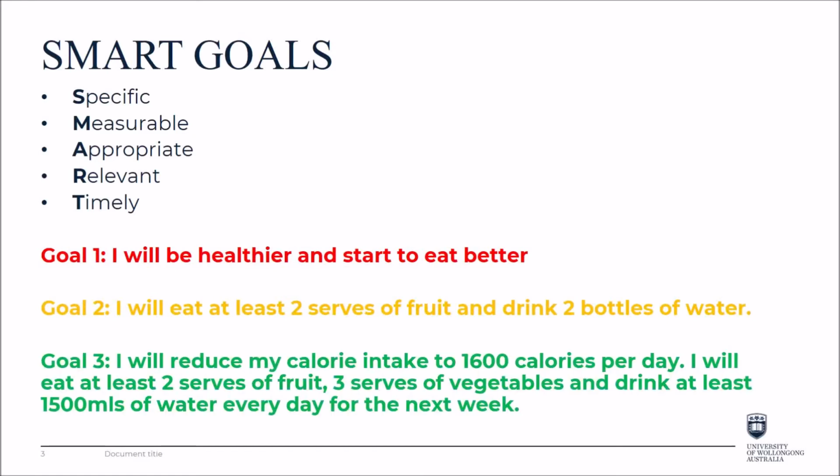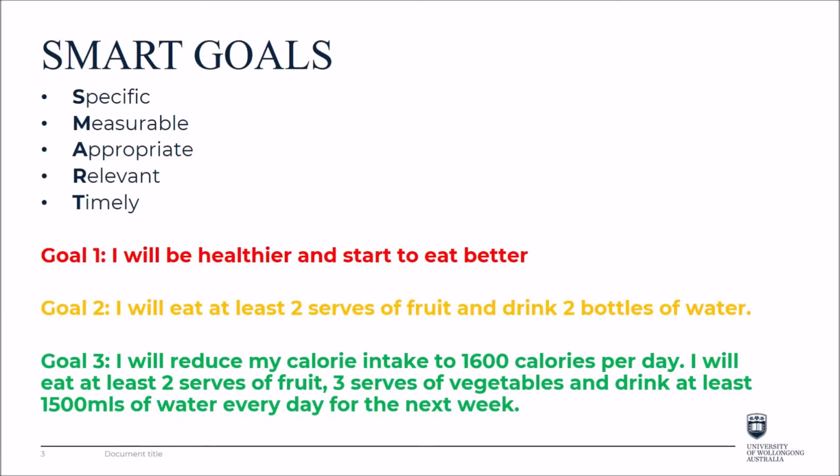This time I've said, I will reduce my calorie intake to 1600 calories per day. I will eat at least 2 serves of fruit, 3 serves of vegetables, and drink at least 1500 mLs of water every day for the next week. So here I've tried to be more specific by giving more details. I've also tried to put a few more measures in place. This time I've specified exactly how much water I want to drink, but also how many calories I want to take in each day.